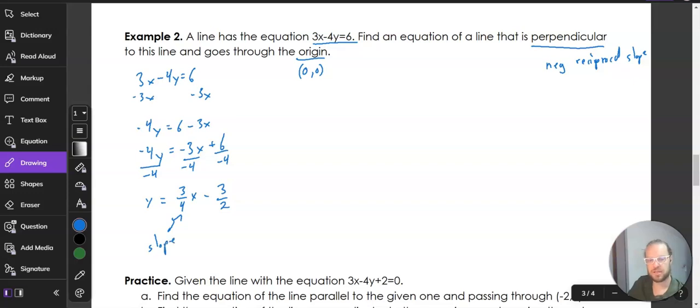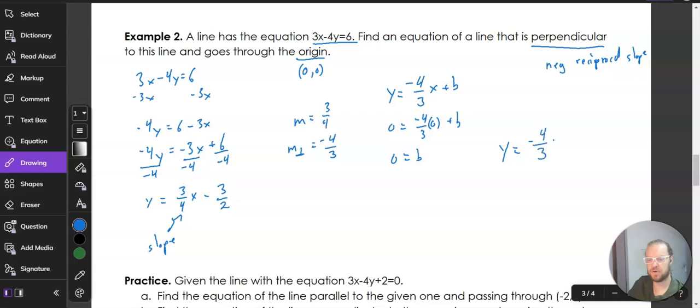So now we're going to use that slope in order to figure out our perpendicular line here. So if the slope is 3/4, then the slope of the perpendicular line is going to be the flipped fraction and negative. So it's y equals negative 4/3 x plus b. And then remember, it goes through the origin, which means that this is just going to be 0 equals negative 4/3 times 0 plus b. And so quite simply, b is 0. So the final equation is simply going to be y equals negative 4/3 x, like so.